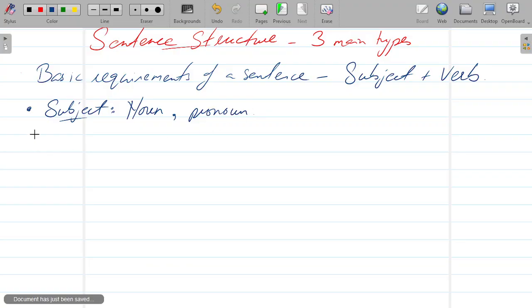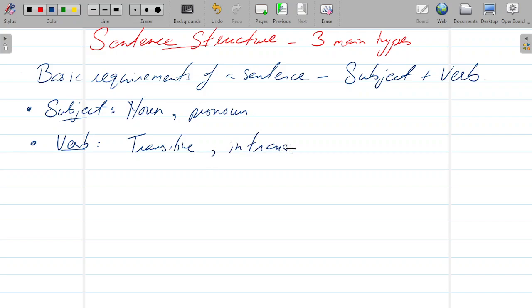right? The verb is obviously a verb, but a verb can be either, among other things, right? So you've got regular and irregular verbs and all that, but those are not what I'm talking about at the moment. A verb can be either transitive or intransitive, right? So what do these two mean? Can any of you tell me what's the difference between a transitive and an intransitive verb?